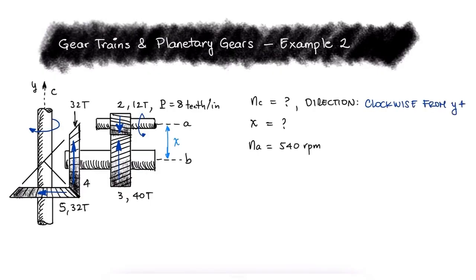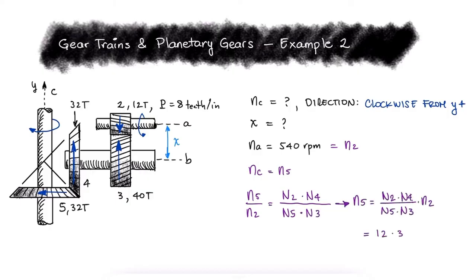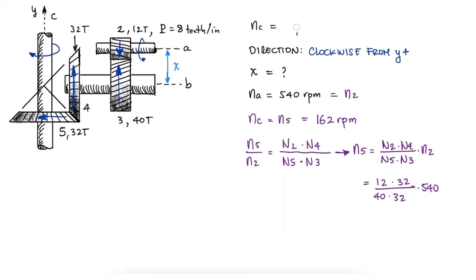The speed of shaft C is the same as the speed of gear 5. The speed of shaft A is the same as the speed of gear 2. With the rotation speed to number of teeth relationship, we see that gear 2 is a driving gear, as is gear 4. We also see that gear 5 is being driven just as gear 3 is. Gear 5 is therefore rotating at 162 revolutions per minute.